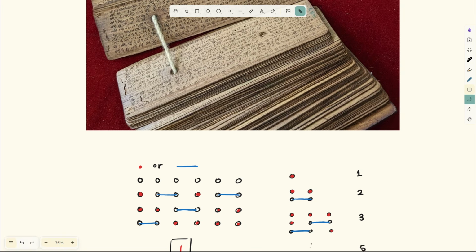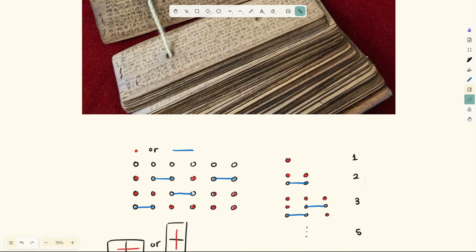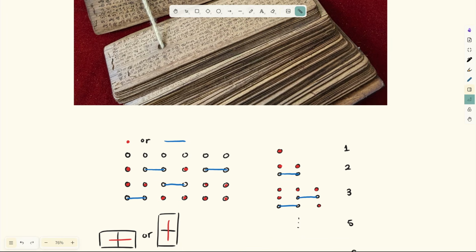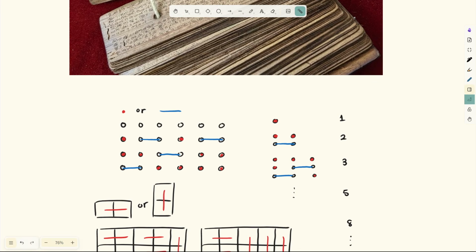And it turns out that if you work things out for small numbers, so for just one beat, there's just one way you can do this. You can have just the short beat. For 2-beat rhythms, you can have 2 short beats or 1 long beat. And for 3 beats, you can have short, short, short, short, long, or long, short. And it turns out that for n beats, you have the nth Fibonacci number. Okay. So this sequence tends to be the Fibonacci number.